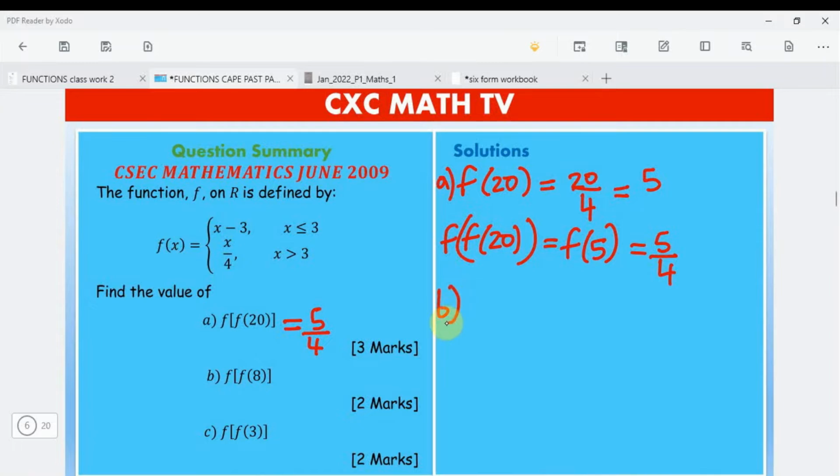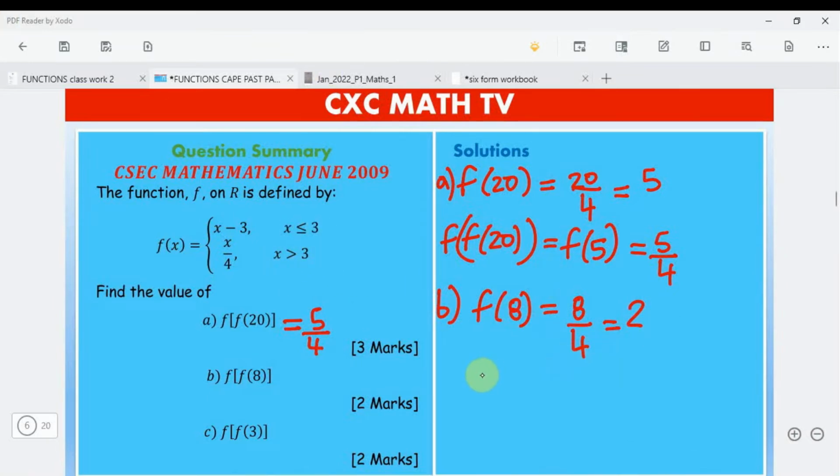Part B now, f of 8. First thing we'll find is f of 8. Clearly 8 is bigger than 3 again. So that's going to be 8 over 4, which is 2. But now, is 2 bigger than 3? No, 2 is not bigger than 3. 2 is less than 3.